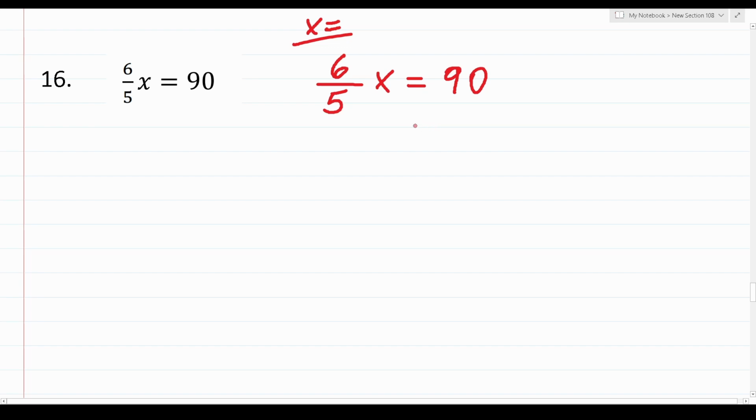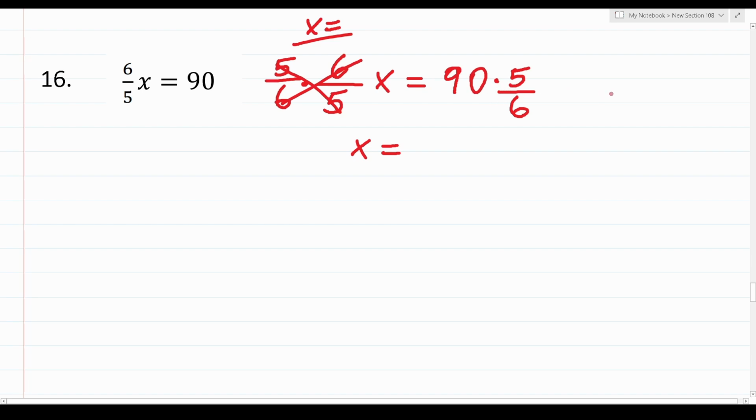As we've seen previously, we're going to make an effort to get rid of this fraction in front of this x. And to do that more specifically, we're going to multiply this fraction by its reciprocal, notably 5 over 6. And we're going to do that to both sides of the equation. This crosses out here and here, leaving you with just x there. And now we have 90 times 5/6.